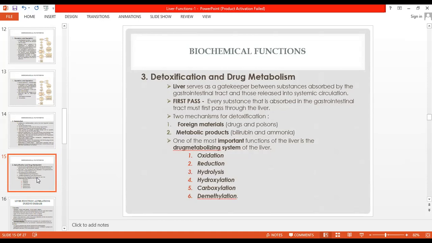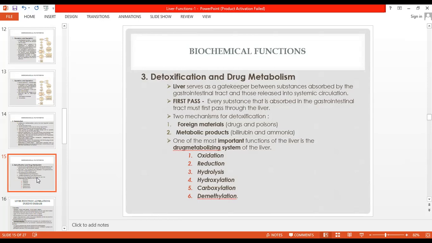So the body has two mechanisms for detoxification of foreign materials or drugs and potions and metabolic products like bilirubin and ammonia. Either it may bind the material reversibly to inactivate the compound, or it may chemically modify the compound so it can be excreted in its chemically modified form. One of the most important functions of the liver is the drug metabolizing system of the liver.